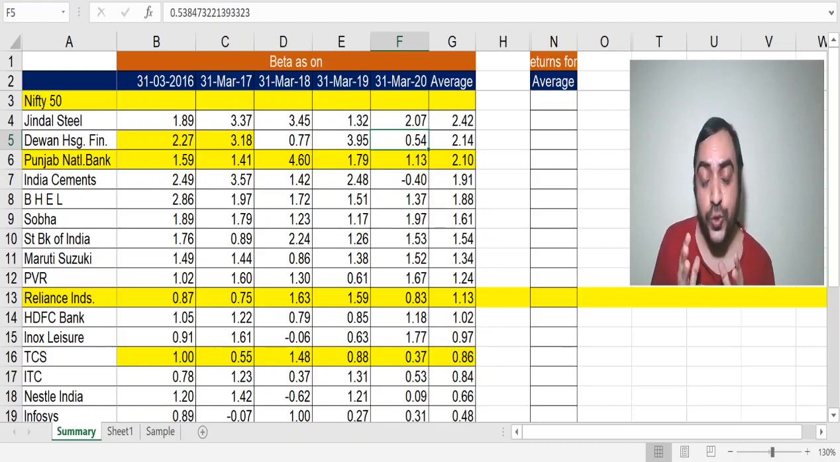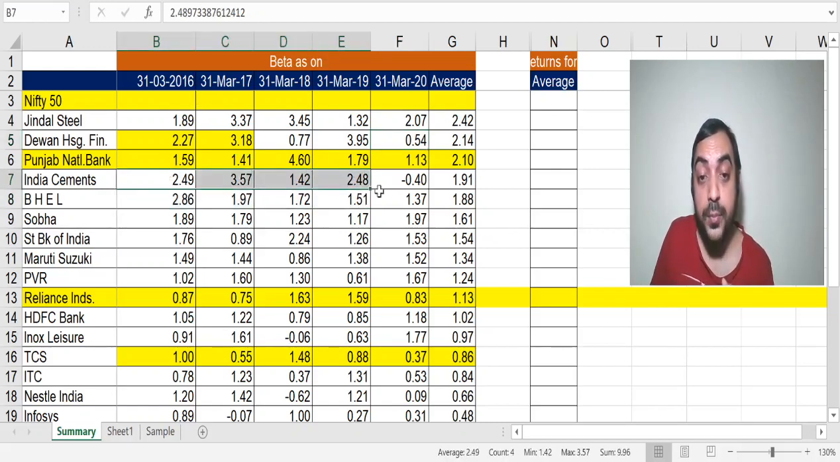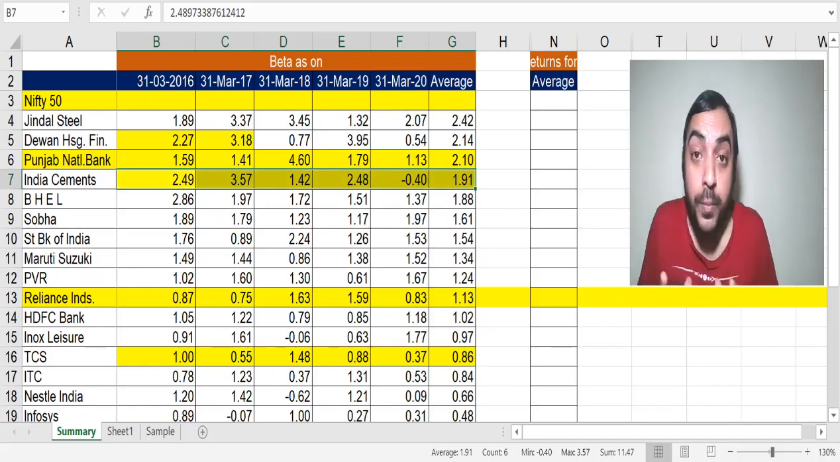So today we discussed the meaning of beta, some basic formulas and examples of betas for certain companies, how they play a role in certain sectors, and how they keep fluctuating over a period of time. You see, India Cements, it was a positive number, it became a negative number also. Look at this negative beta. So beta is a good measure of risk, but it is not foolproof. It is only an indicator of what happened and therefore what is likely to happen.